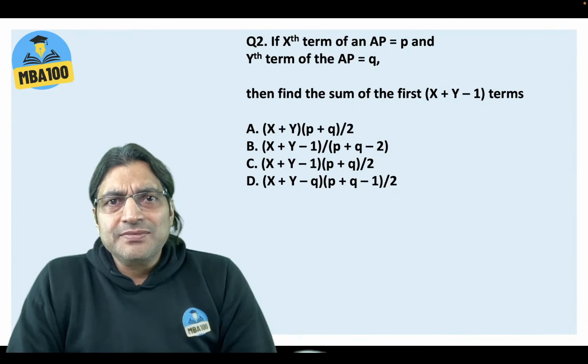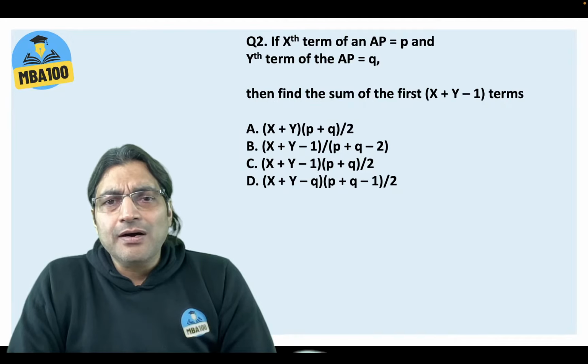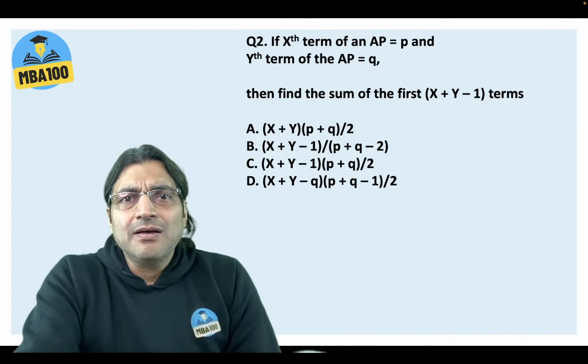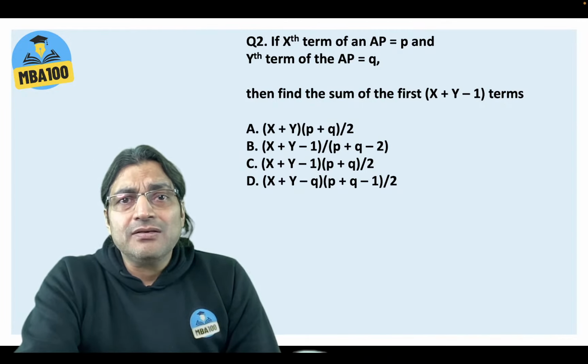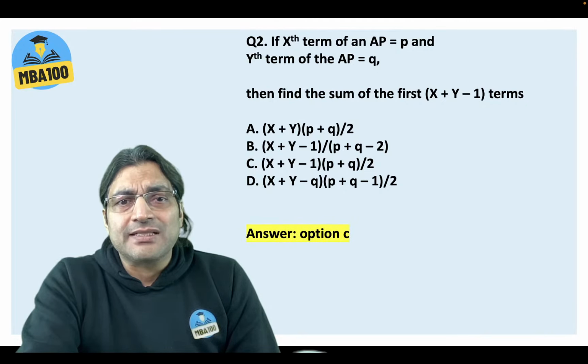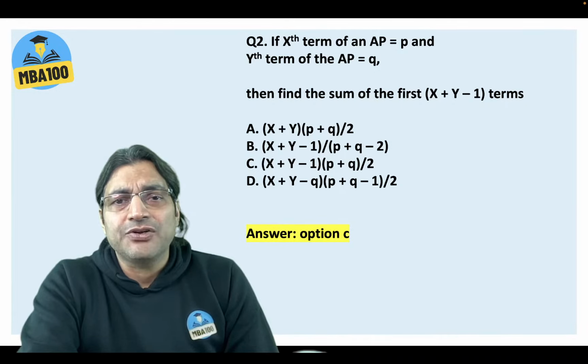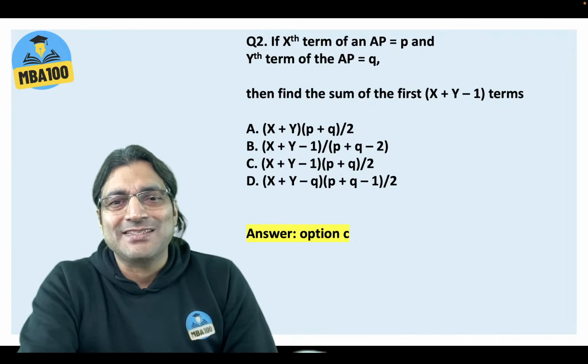This was another question. All right. So here you could get the answer by just adding two standard equations, and the answer is of course option C, (x plus y minus 1) into (p plus q) divided by 2. All right, and please do let me know at the end of the session how many questions you got right, or rather how many answers you got right in this section.